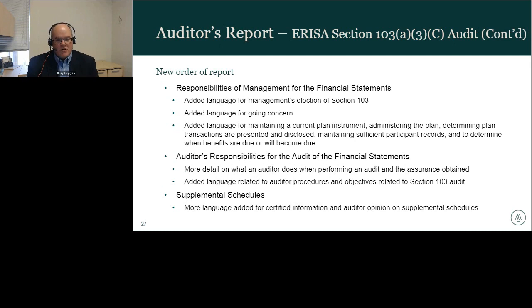Again, the going concern language is in this report, as well as reporting out on management's responsibility for the administration of the plan and the plan document. The supplemental schedule is actually very lengthy for 103 audits. It's 3 or 4 paragraphs long and almost takes up an entire page in itself, just talking about how the supplemental schedules fit into the 103 audit framework and the level of assurance that's being provided on those.